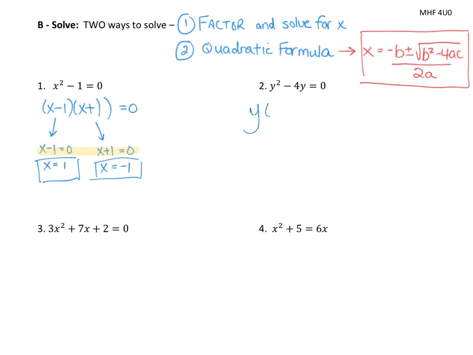Okay, number 2, there's going to be a common factor. So this one is really just here to remind you that the solutions are y equals 0 and y equals 4, right? So don't forget about this y equals 0 solution.